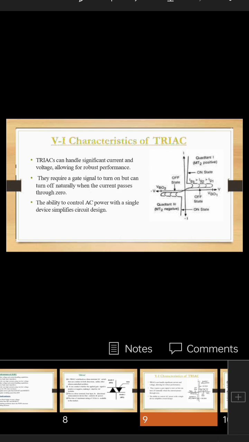The VI characteristics of Triac. Triacs can handle significant current and voltage, allowing for robust performance. They require a gate signal to turn on but can turn off naturally when the current passes through zero. The ability to control AC power with a single device simplifies circuit design.